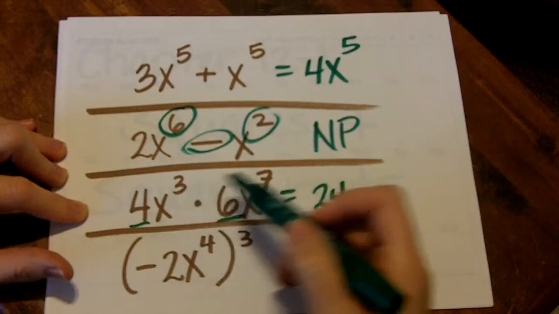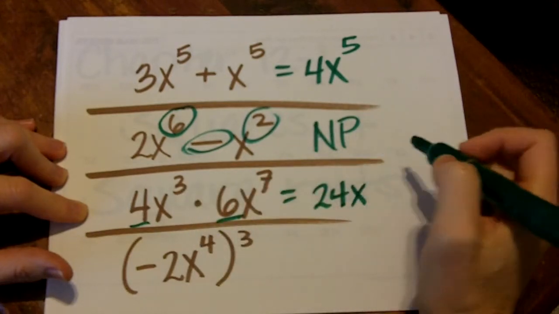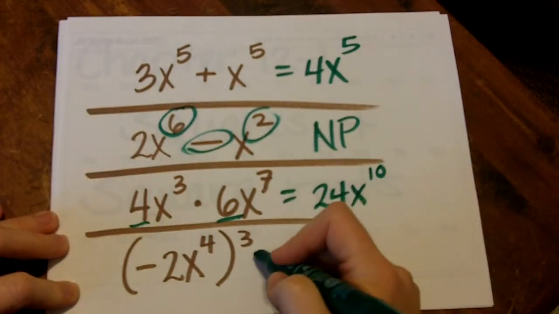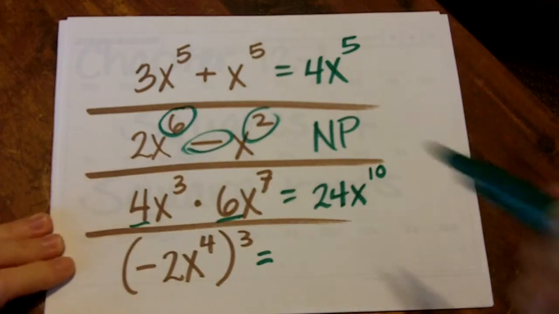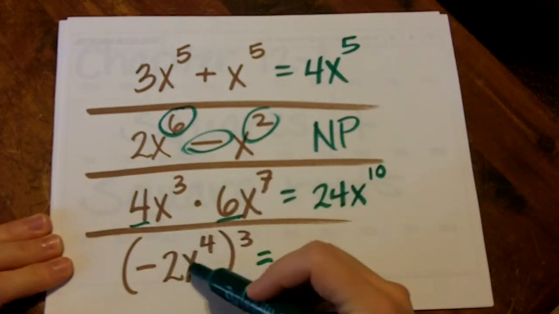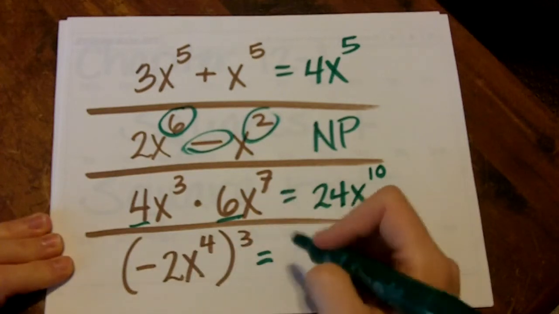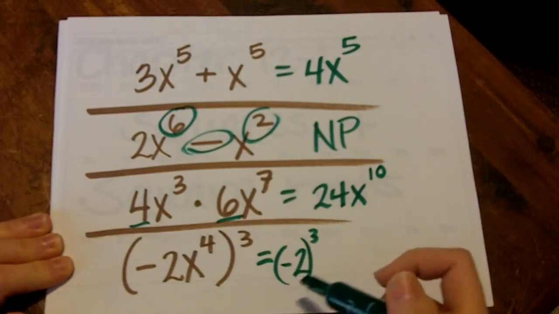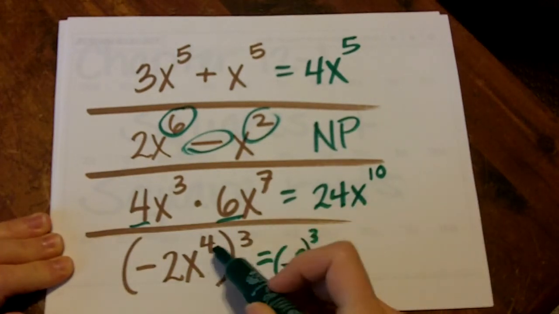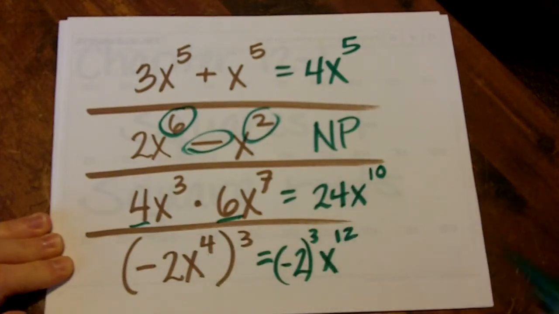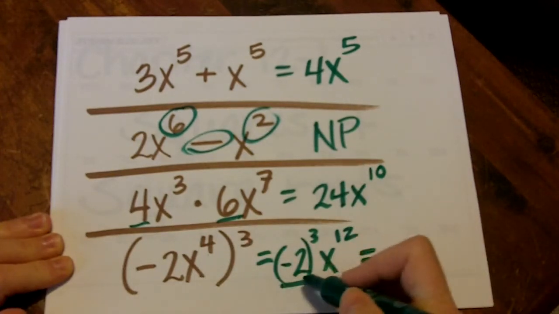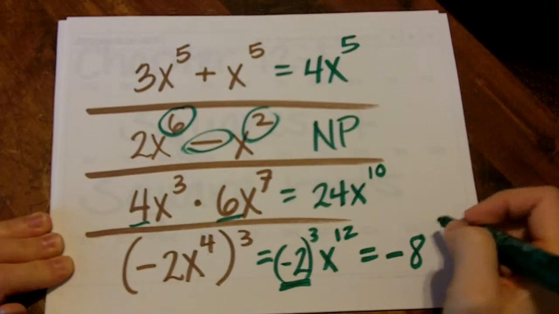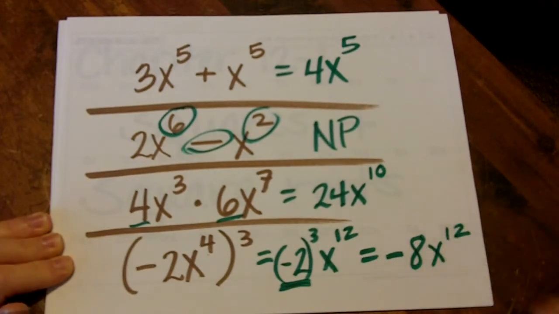And then x to the 3 times x to the 7 is x to the 3 plus 7, or x to the 10th. And if we have this, we know from Chapter 8 that we can apply this exponent to everything that is in the parentheses. So it's the same as negative 2 cubed, and we'll put that in parentheses still, so you know the negative is part of it. And then x to the 4 times 3, or x to the 12th. And of course, because this is pretty simple math, you can do negative 2 cubed, which equals negative 8, and then you'd have your x to the 12th.